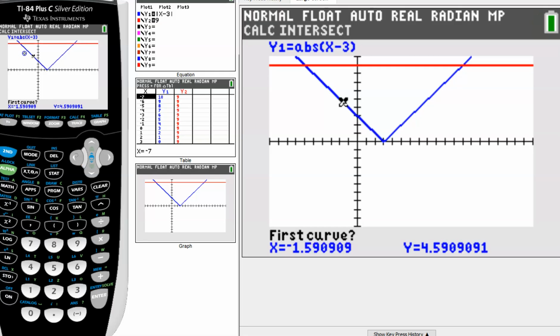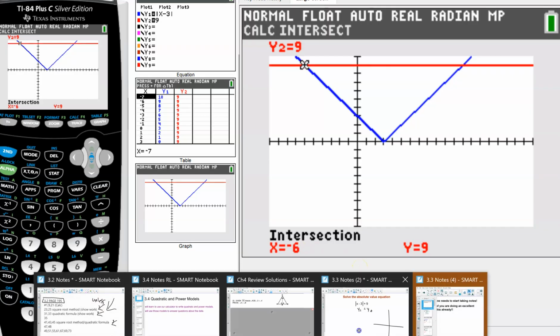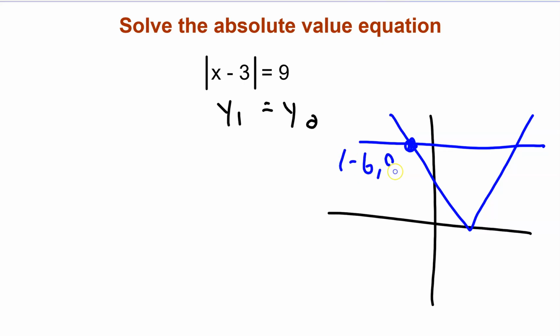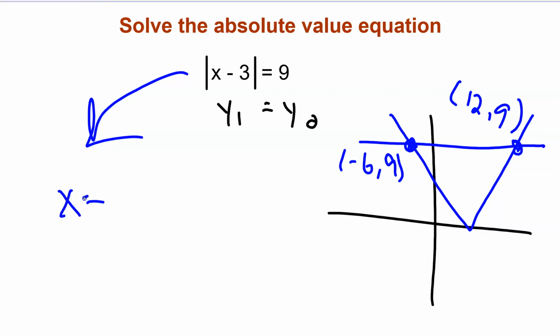I can't hold my button down like you guys can. Okay, that's close enough. That's going to be negative 6, 9. So if I go back to here, this is what my graph looks like. Let me go like this. So this is going to be negative 6, 9. And then this one is going to be 12, 9. And look at what it's asking you to solve this. So x equals negative 6 or 12.